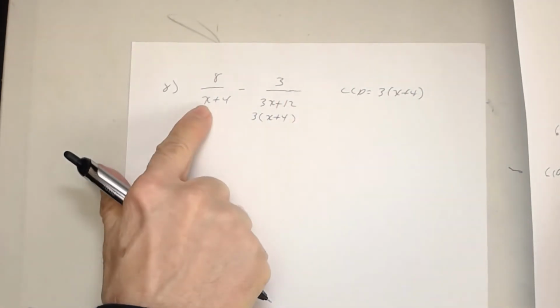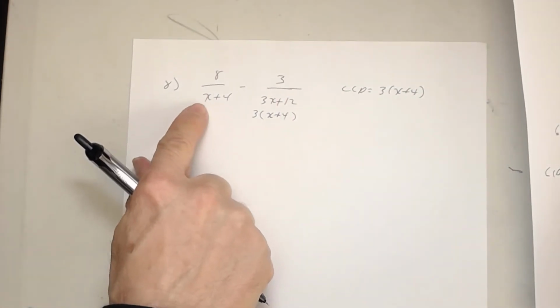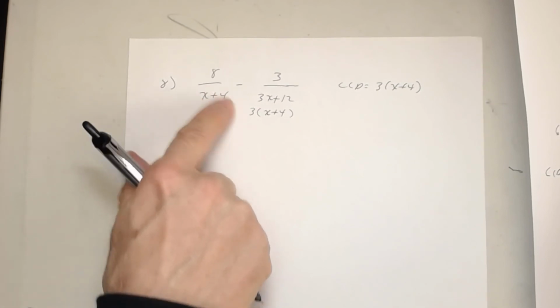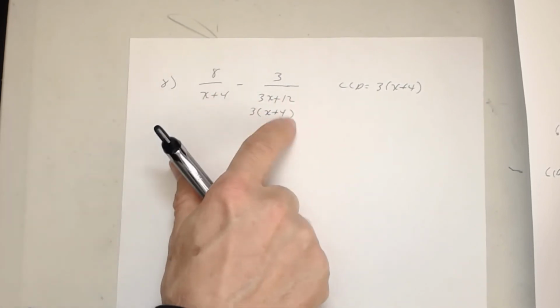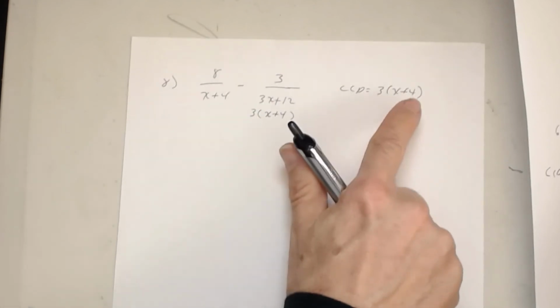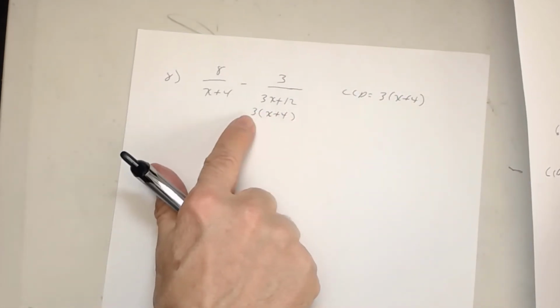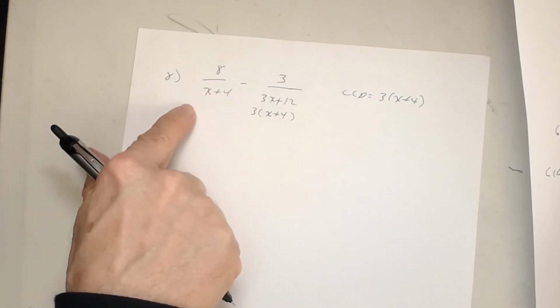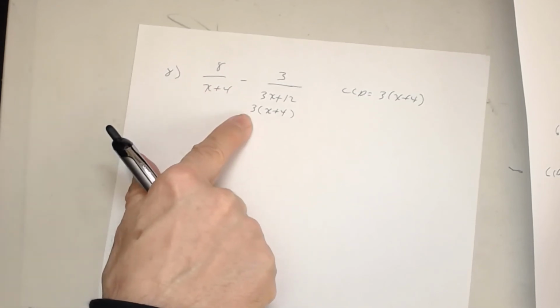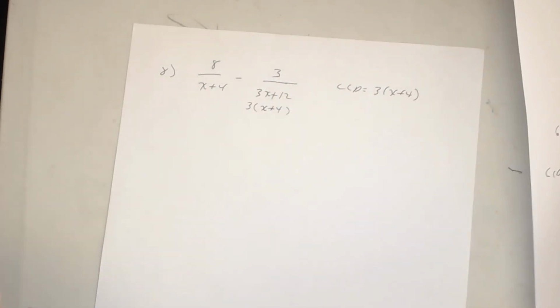Because remember, you go through your factors. My first factor I see is x plus 4. So how many x plus 4s do you have here? 1. How many x plus 4s do you have here? 1. So I need 1. The next factor I see is a 3. How many factors of 3 do you see here? None. How many do you see here? 1. I need 1. So there's your LCD.